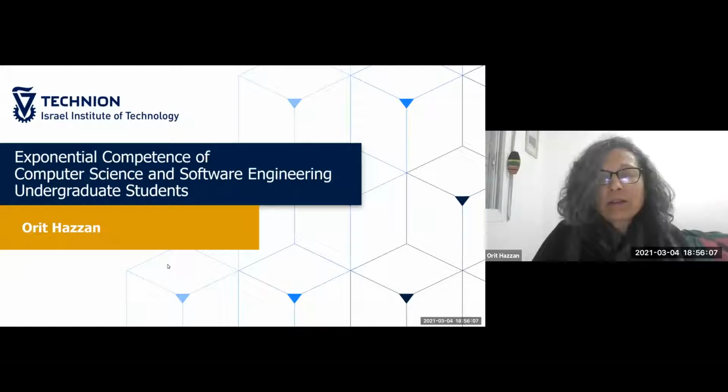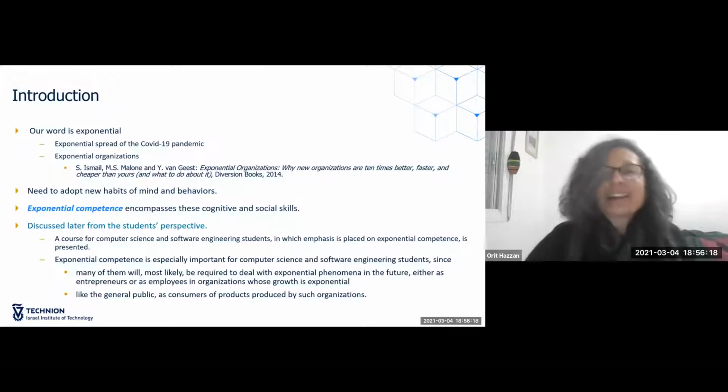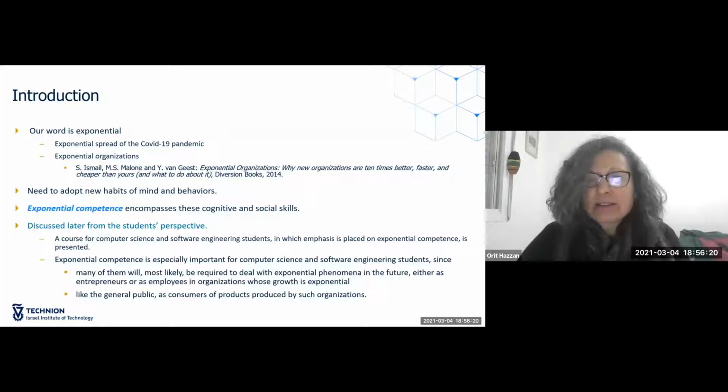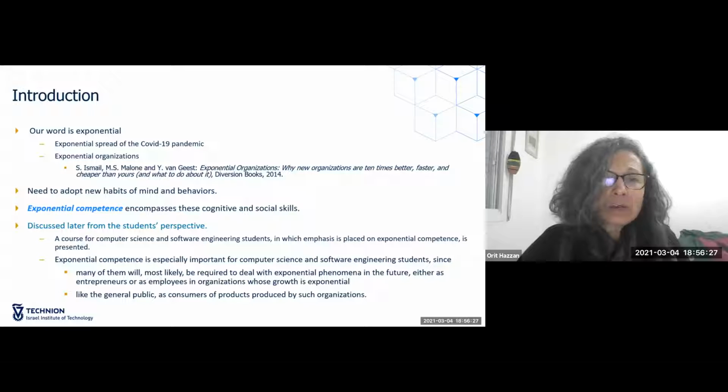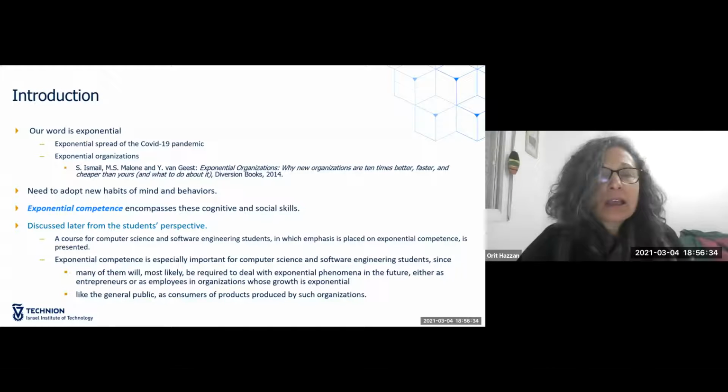We are familiar with organizations such as Facebook, Amazon, which are called exponential organizations, and we all feel the influence of the pandemic, which is also exponential. And I will argue that there is a need to adopt new habits of mind and behaviors to cope with such phenomena. And exponential competence encompasses these cognitive and social skills.